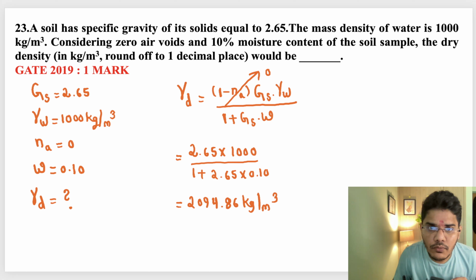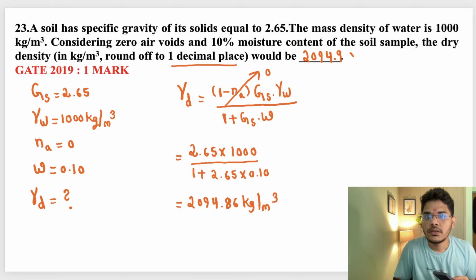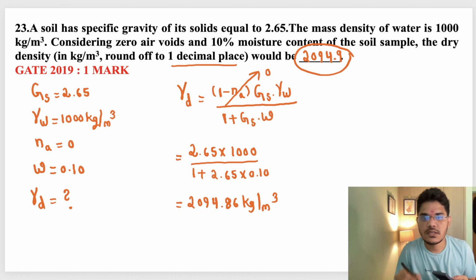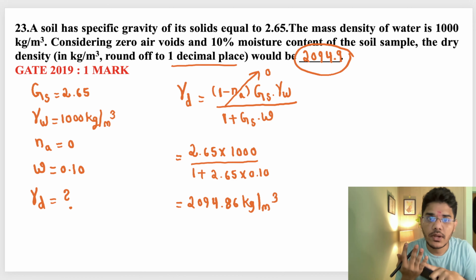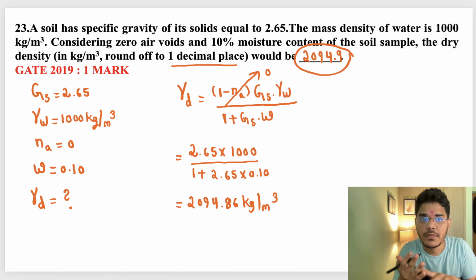So round off to one decimal place, that is nothing but 2094.9 we can write. So this is actually the thing that he has asked. So that means you will be knowing the importance of these formulas, 12 to 13 formulas. If you know these formulas, we can easily find out the given parameter from the question.